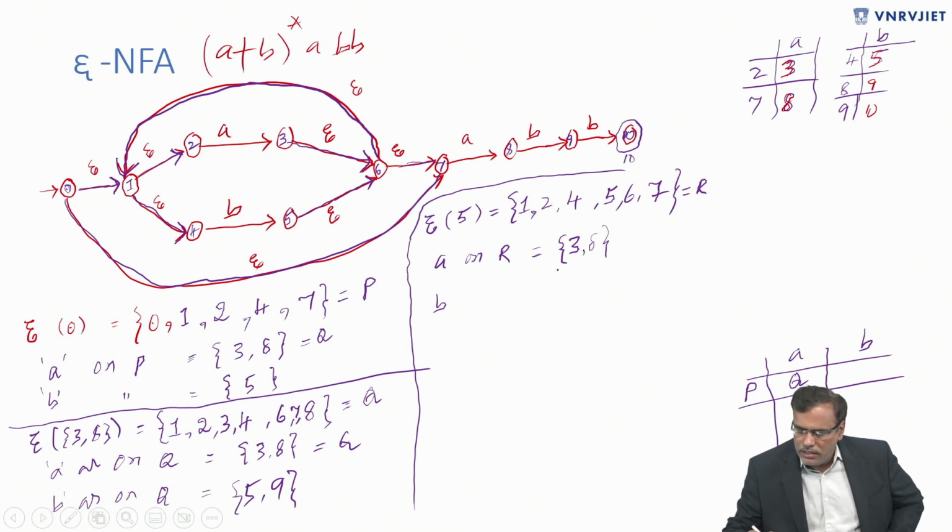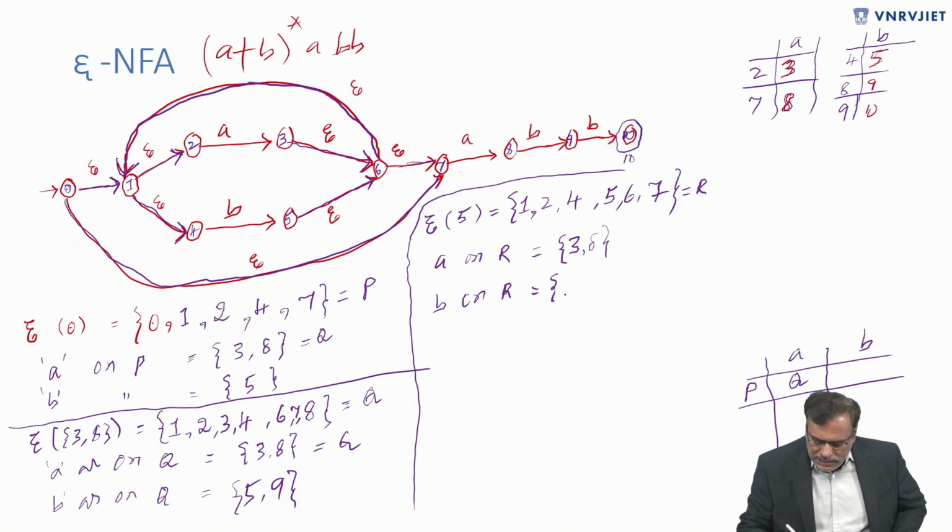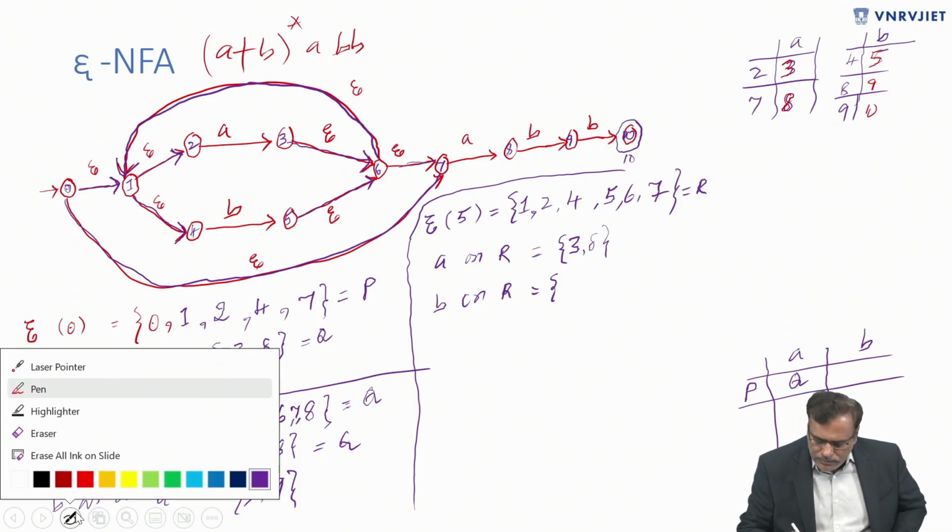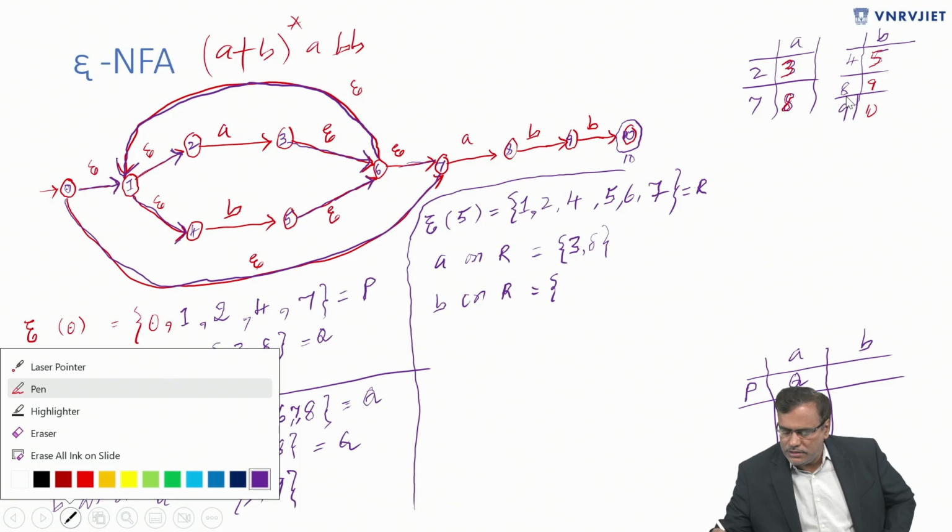3, 8. B as input on R, in the sense what? What are the states that have B as input? 4, 8, 9. So out of this 4, 8, 9, what is available? Only 4 is available.